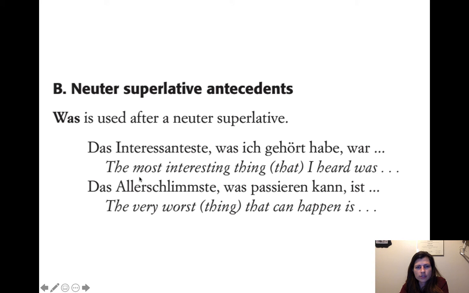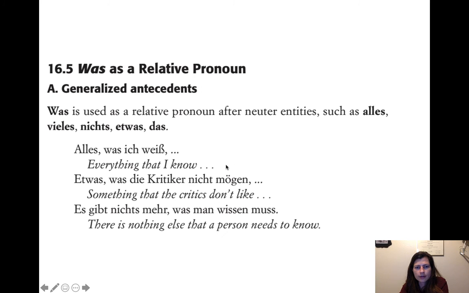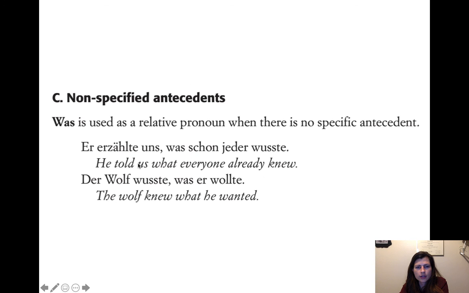The other ones, you would say that, everything that I know. So that's why it might be a little tricky, but when we use it as what in English, then it's just super intuitive to translate it as what in German. Der Wolf wusste, was er wollte. The wolf knew what he wanted. The exact same thing. In German, there is a comma because it's setting off a relative clause, but otherwise it's exactly the same as the way we use what in English.